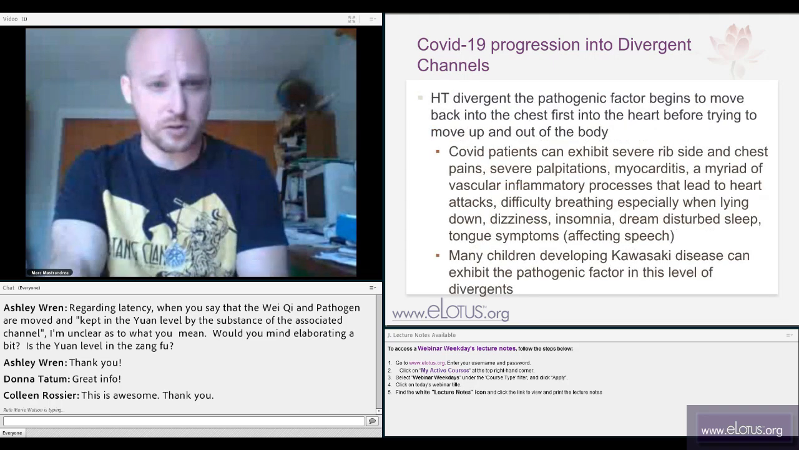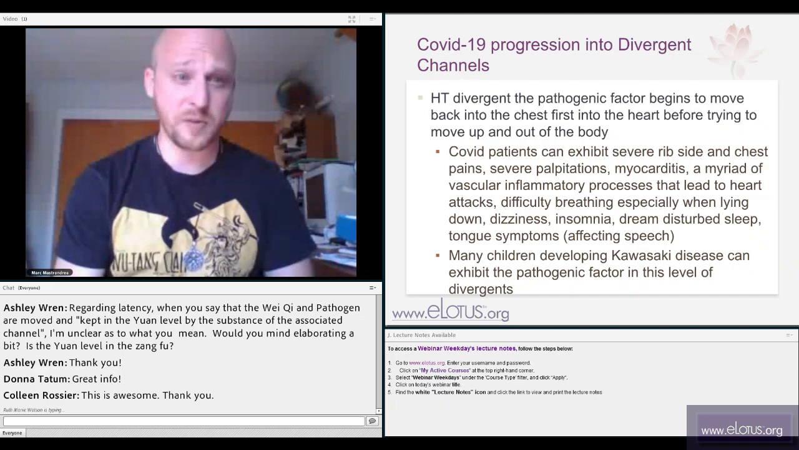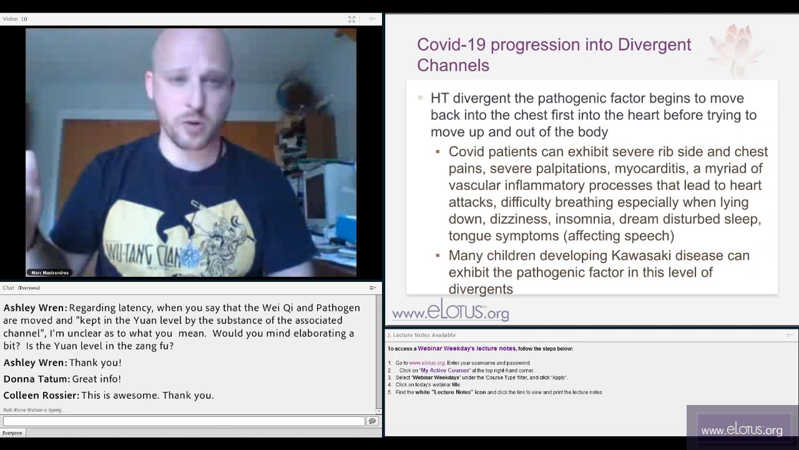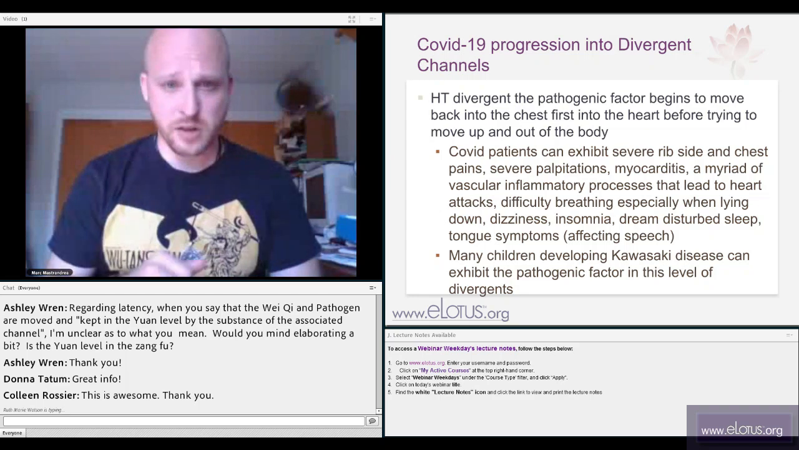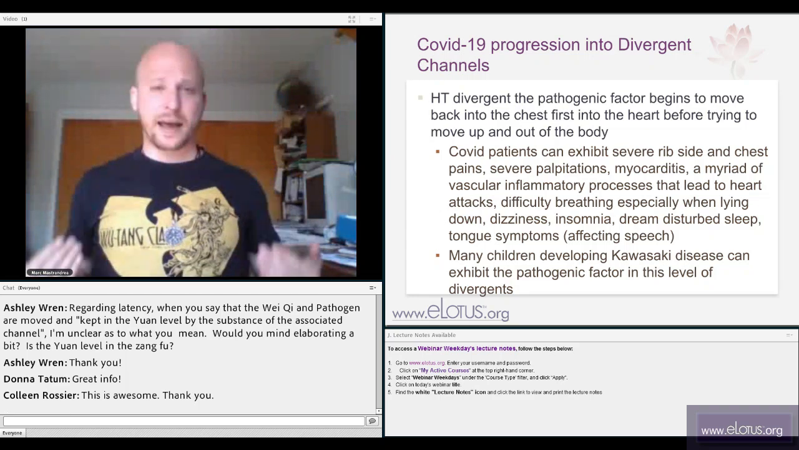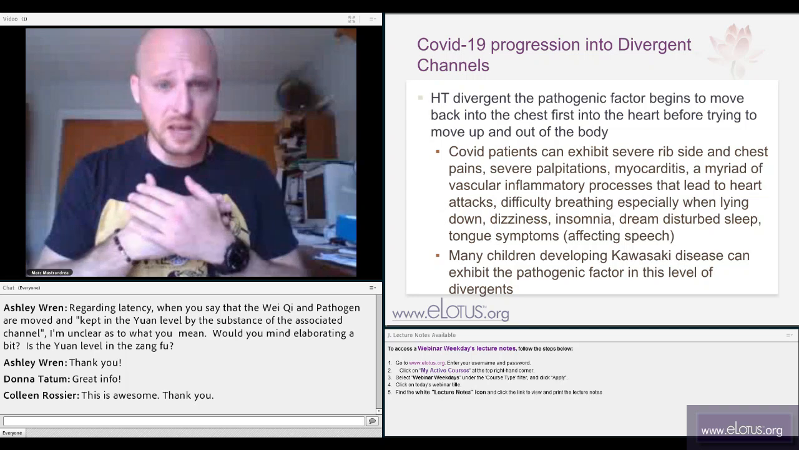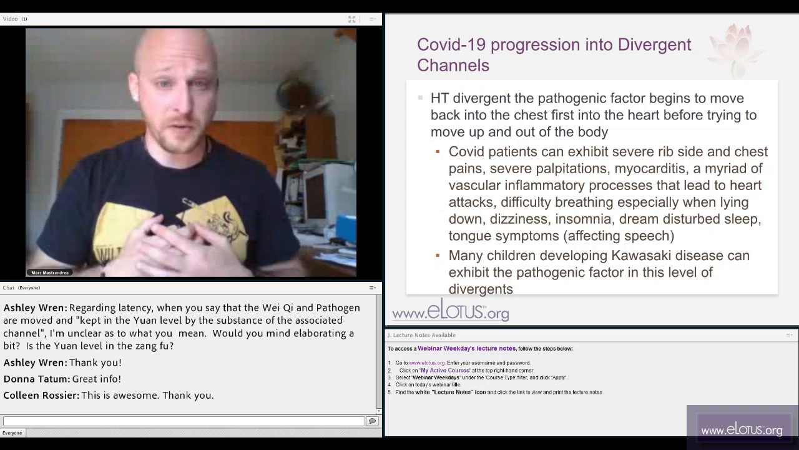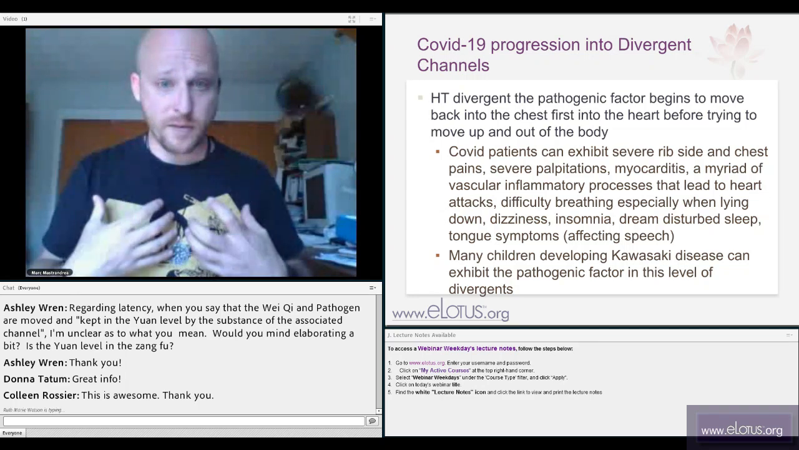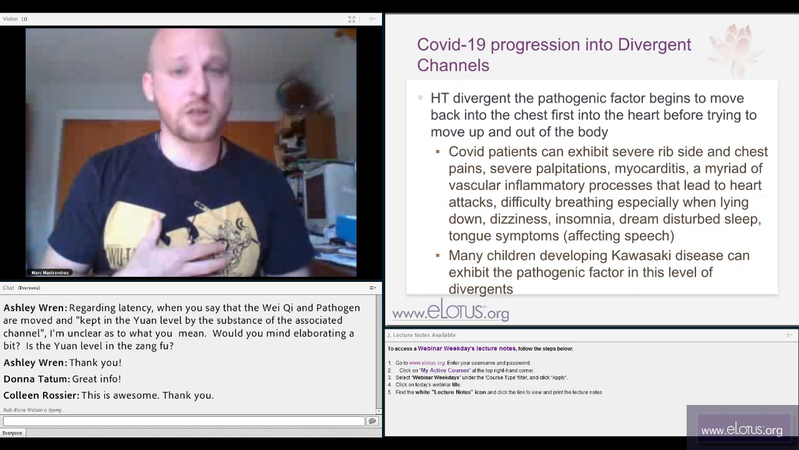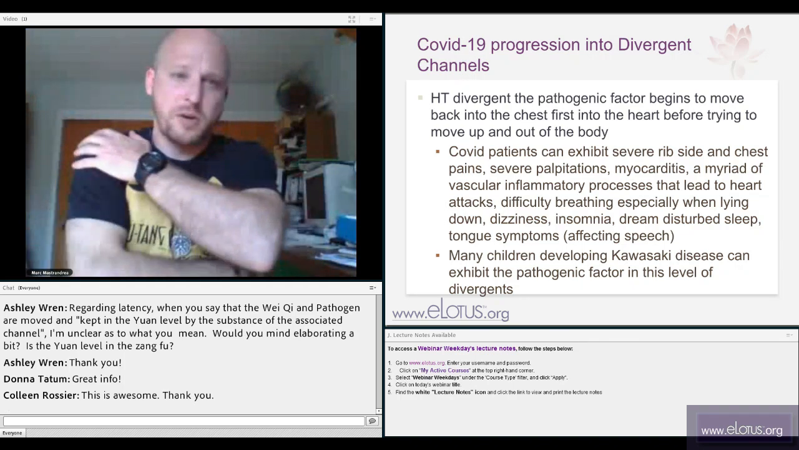Oftentimes at this level, it's very difficult to keep that up. And they'll be drained even more, and they'll go through progressing symptoms and get worse and worse. So heart divergent. The pathogenic factor now will move back into the chest, right? First into the heart, and then it'll try to move up and out of the body. However, this is where you'll see in COVID patients, you'll get even more extreme root side pain.